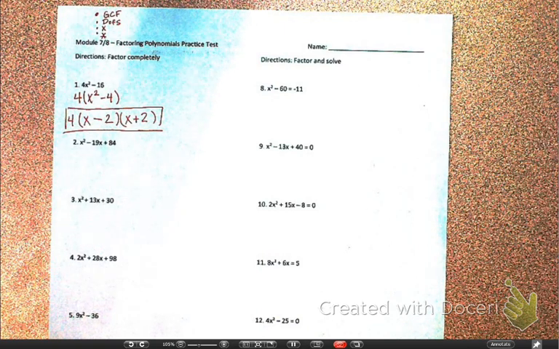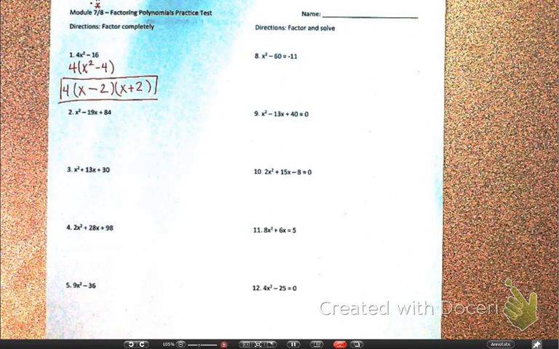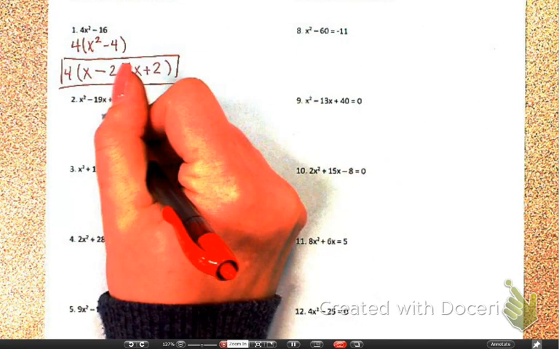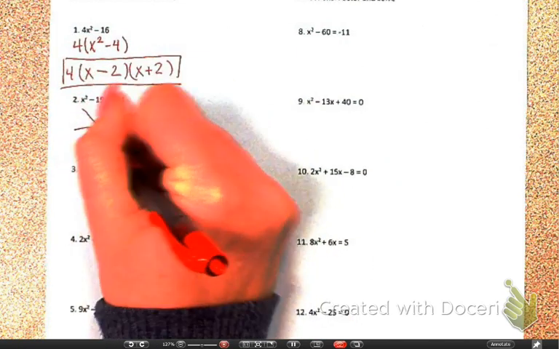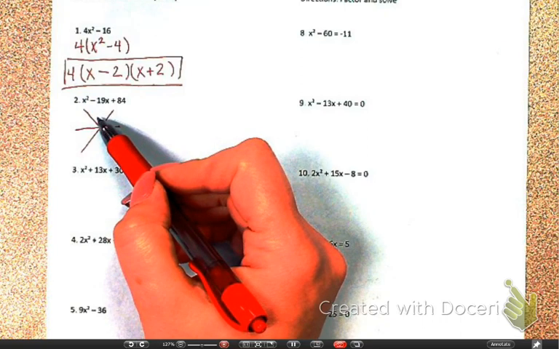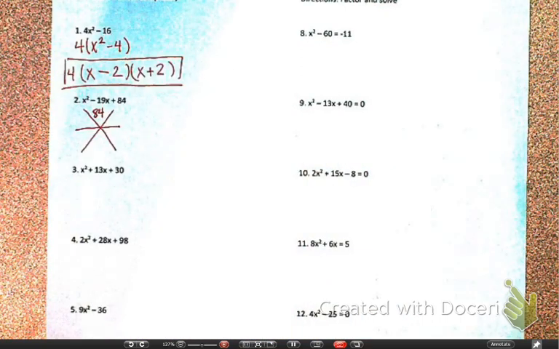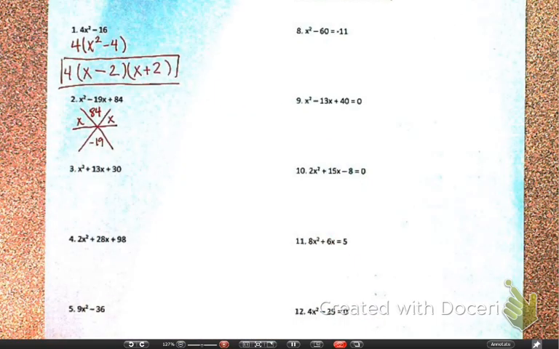Number 2, if I start with GCF, is there one? No. And what would I use in this case? You can use a super x. I heard that first, so I'll use it. What else could you use? The regular x. The super x is nice, though, because it does give you the variable on top, so you don't forget it. But it's not necessary. So what goes on top? 84. Remember, it's a times c, or 1 times c. What's on the bottom? Negative 19. And then I have x and x. So 1x and a 1x.